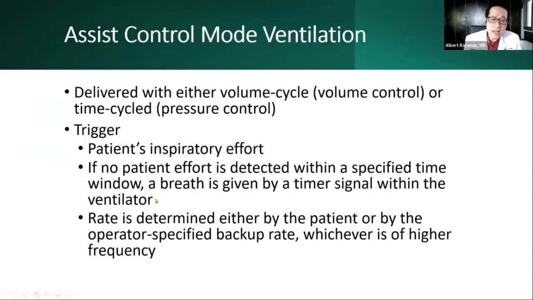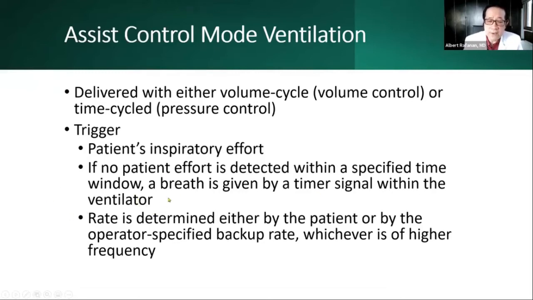Assist control mode ventilation is delivered with either volume cycle or time cycle. As we mentioned, you can do AC mode with volume control or pressure control. You saw that with the Puritan Bennett. With the G5, it's two panels. What triggers the machine? What starts the machine? It's the patient's inspiratory effort. If no patient effort is detected within a specific time window, a breath is given by a timer signal within the ventilator. This is the reason for the backup rate.